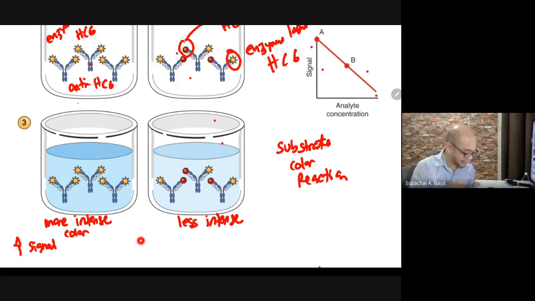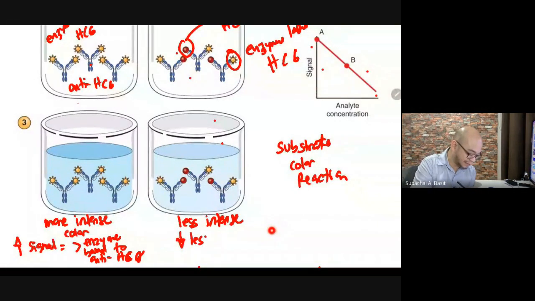Why is it high signal? Because we have more enzyme that is bound to anti-HCG. However, for patient B, it is less intense. Less intense because there is less signal. And the reason why it has less signal is because less enzyme-labeled antigen has actually bound to anti-HCG.